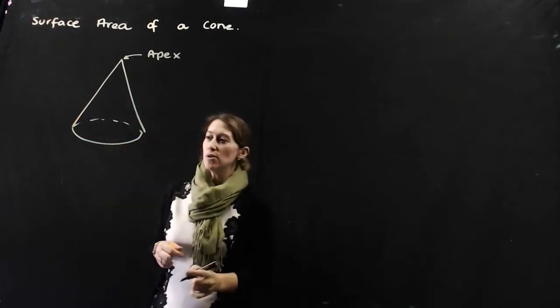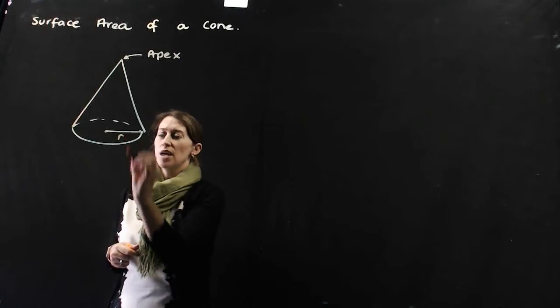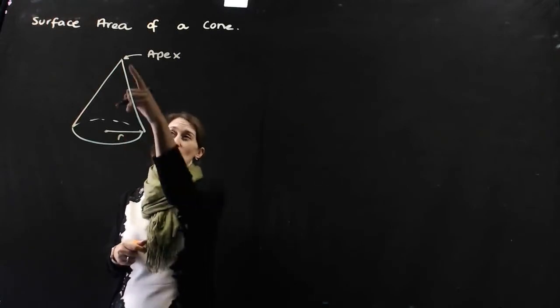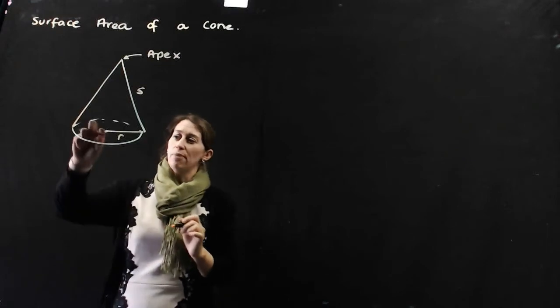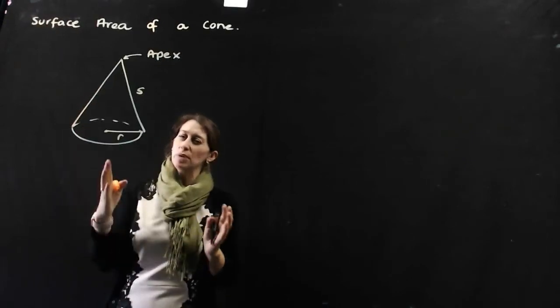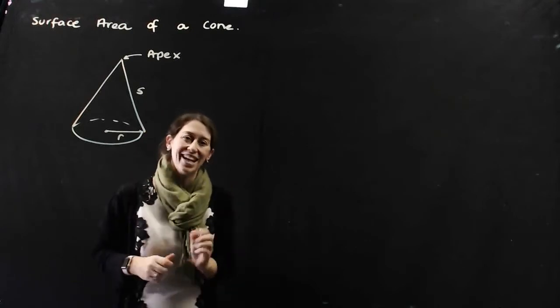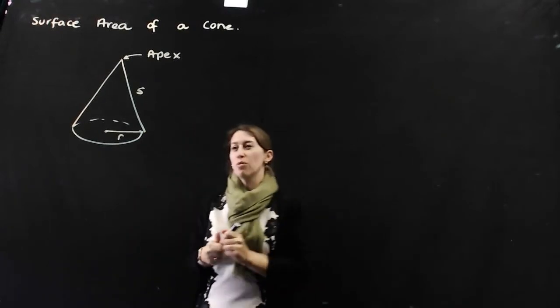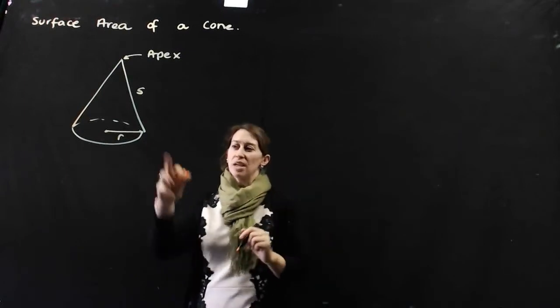Now the measurements that we use within a cone are its radius for the base of the circle and the slant height of the cone itself. If we're looking directly through the middle, that would be called the perpendicular height, but the formula itself uses the slant height. And what I'm going to do is provide you with a basic proof of this. So let's have a look at this.